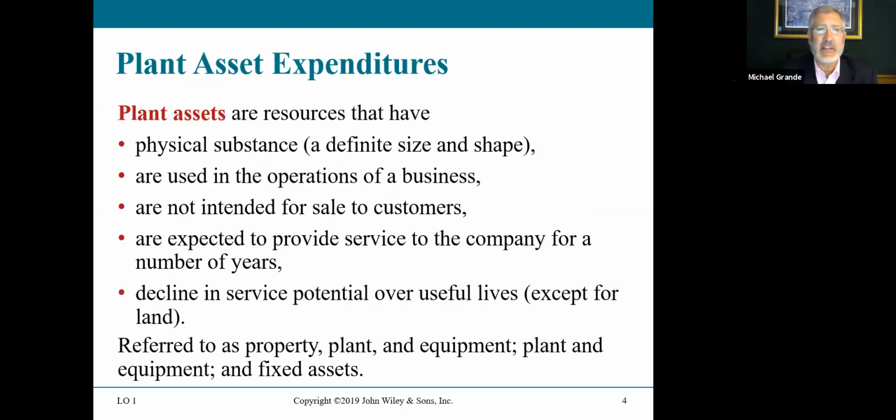Explain the accounting for plant asset expenditures. What are plant assets? They are resources that have physical substance, you can touch them, definite size and shape, are used in the operations of a business. They are not intended for sale to customers, unlike inventory, which is the stuff that we buy and sell to our customers. These plant assets are used to help produce the product, to help produce income in our company, are expected to provide service to the company for a number of years, hence long-lived, and they decline in service potential over their useful lives. These things are referred to as property, plant and equipment, or fixed assets.